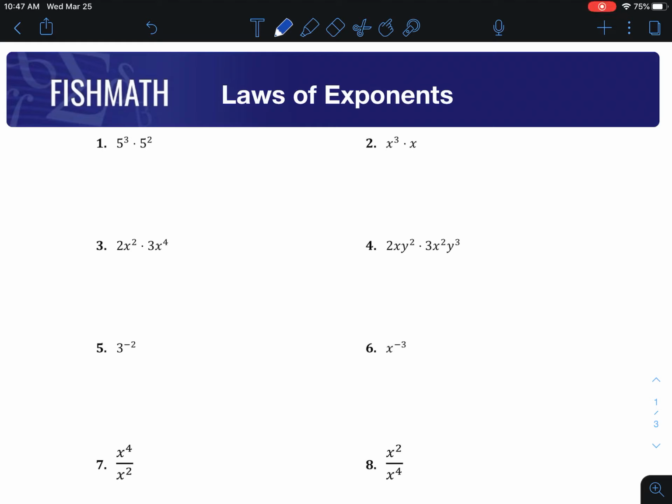Hi everyone, we're going to review the laws of exponents here, and we're going to use that to simplify these into a single base and power wherever possible. So what we got here for the first problem is 5 cubed times 5 squared. So we have to know what that means.